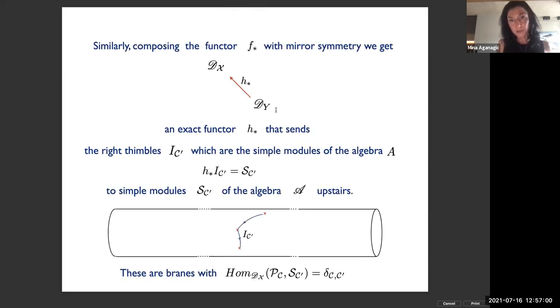Similarly, composing the functor going up with mirror symmetry, you get a functor going up diagonally, which is also an exact functor that sends the right thimbles, which are simple modules of the algebra a, to simple modules of the algebra script A upstairs. These brains are dual to components of the tilting generator in the usual way. The fact that you can compute the homs follows from equivariant mirror symmetry because it exactly relates them.